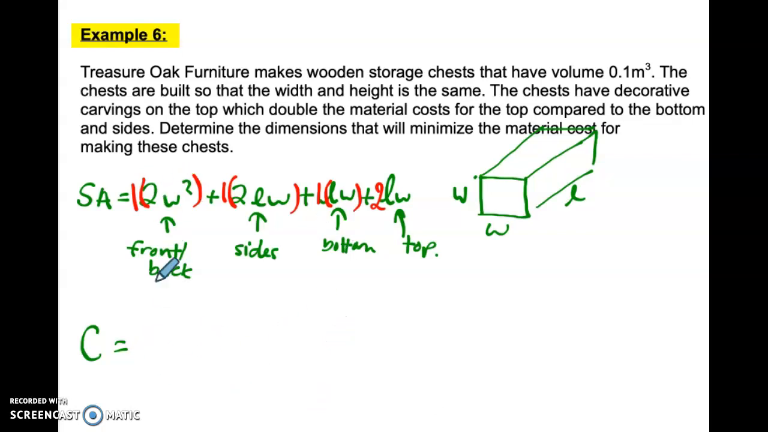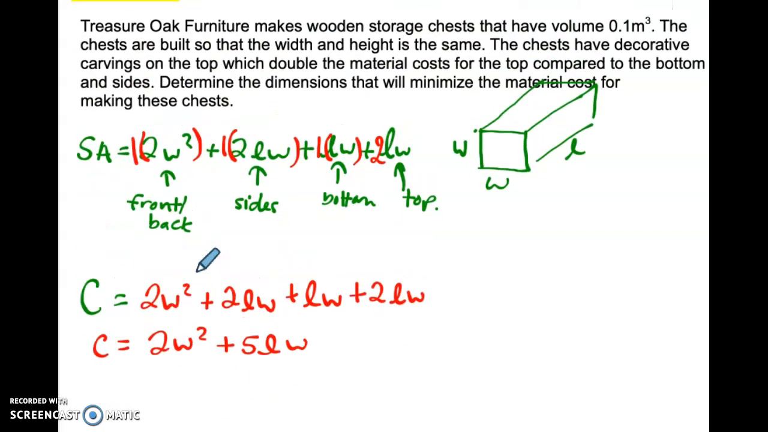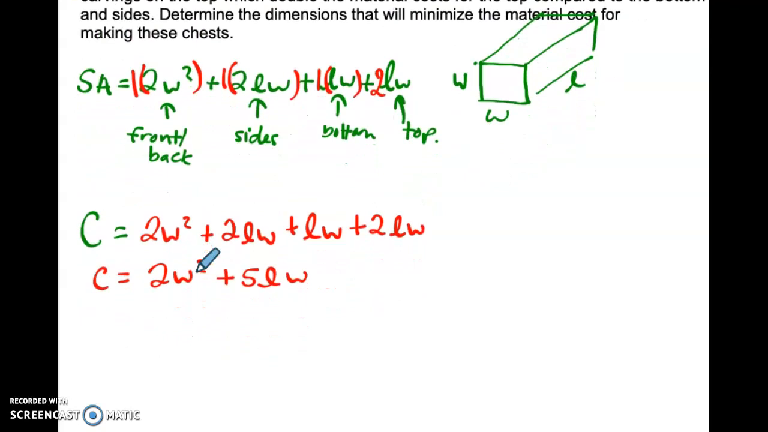Okay, so the cost formula, I'm going to write it out here. It would be just the 2w squared plus 2lw plus 1lw plus 2lw. Okay, and we can simplify because we have a bunch of like terms there. Costs for surface area would be 2w squared plus 5lw. Okay, so there is the equation that we are trying to minimize because we want to minimize that cost.